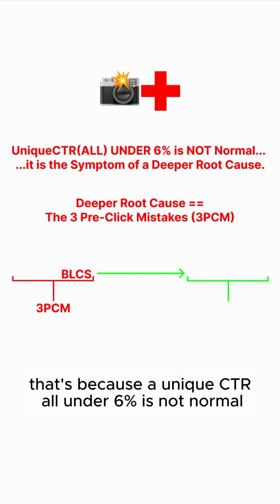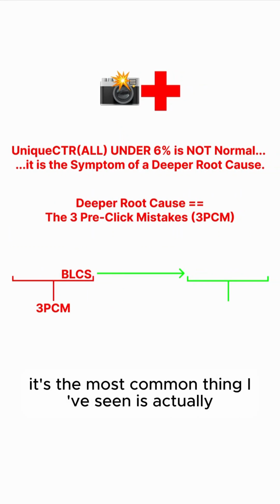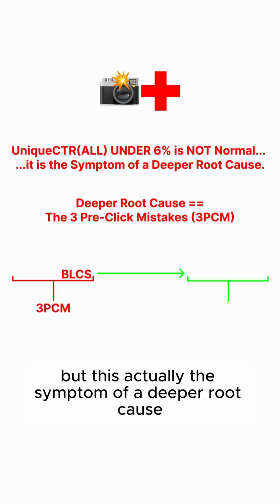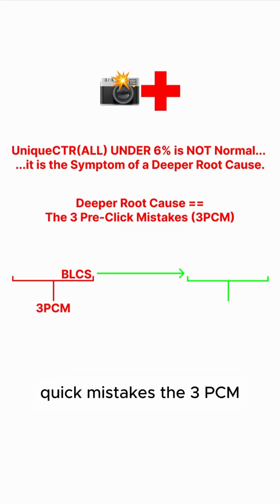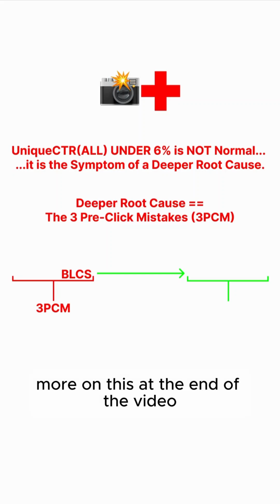That's because a unique CTR under 6% is not normal. Super common, it's the most common thing I've seen, but this is actually the symptom of a deeper root cause. And that deeper root cause is the three pre-click mistakes, the three PCM. More on this at the end of the video.